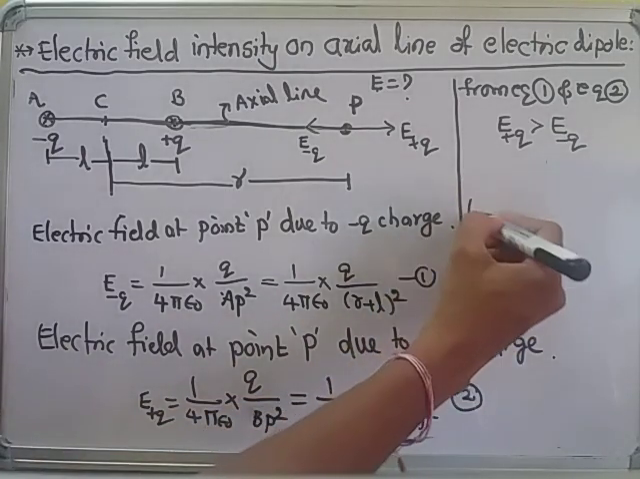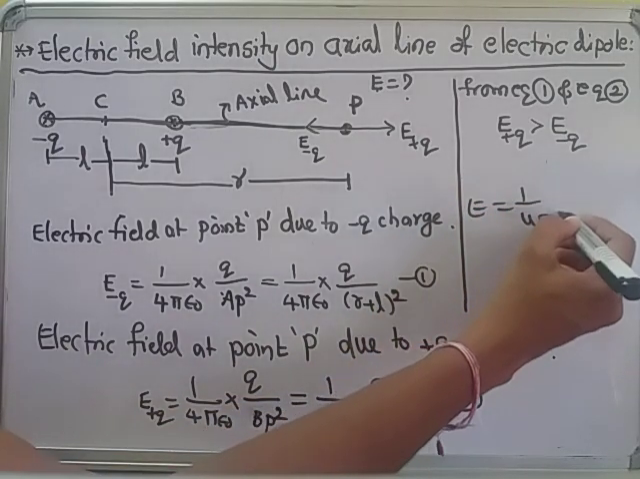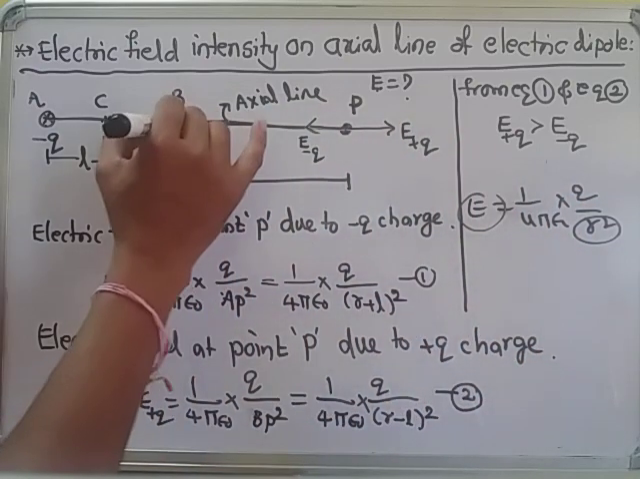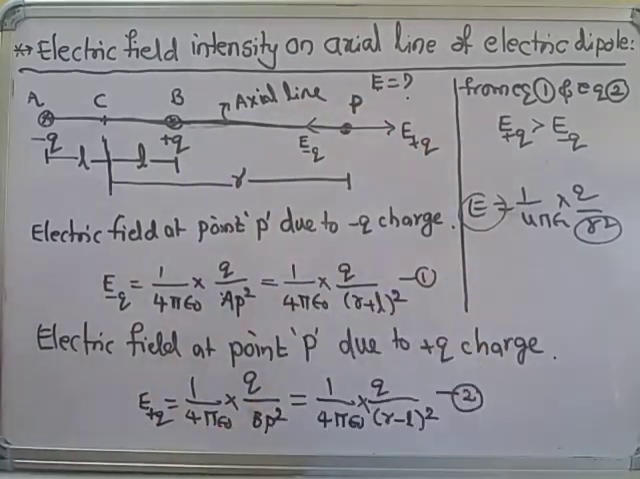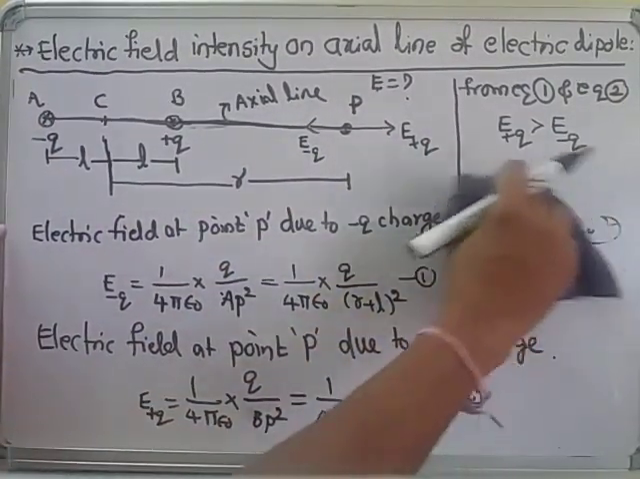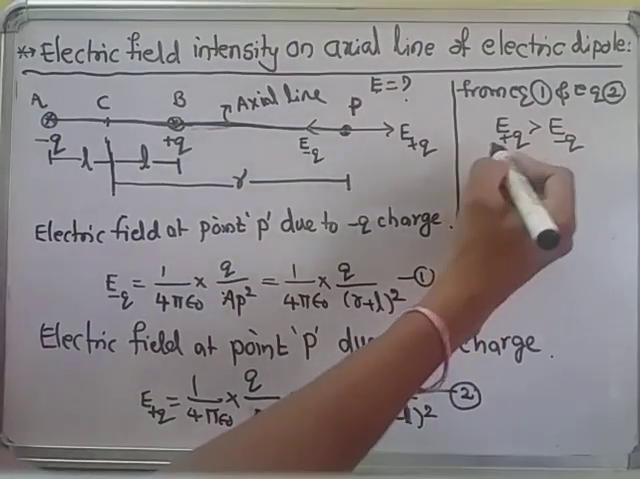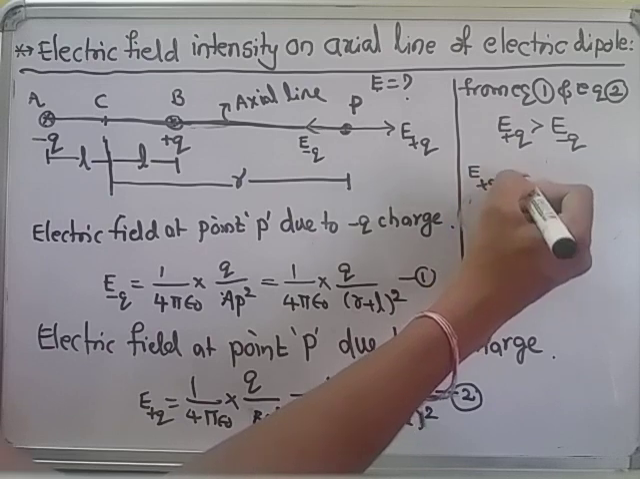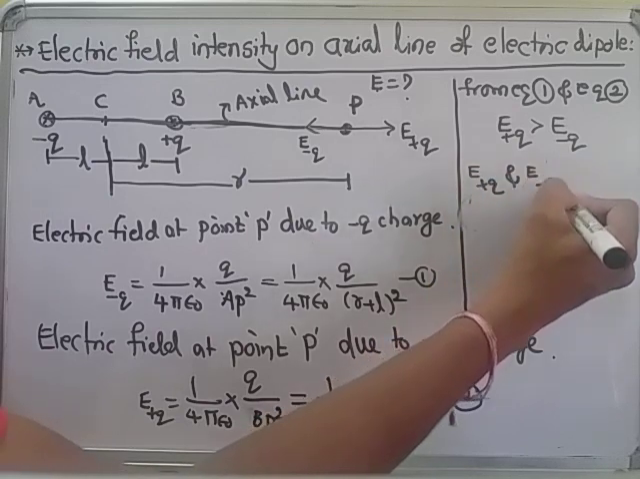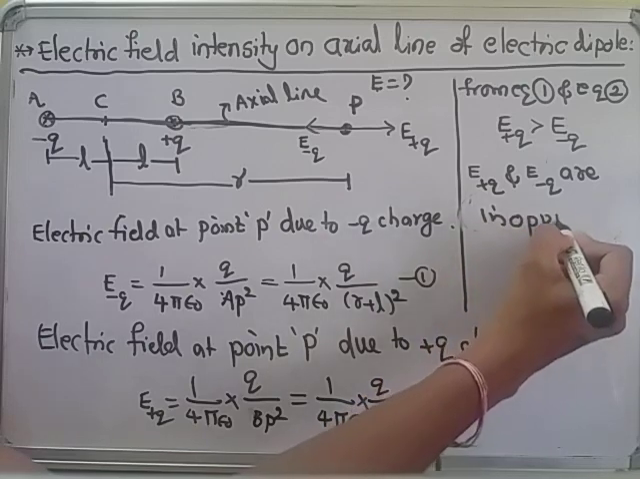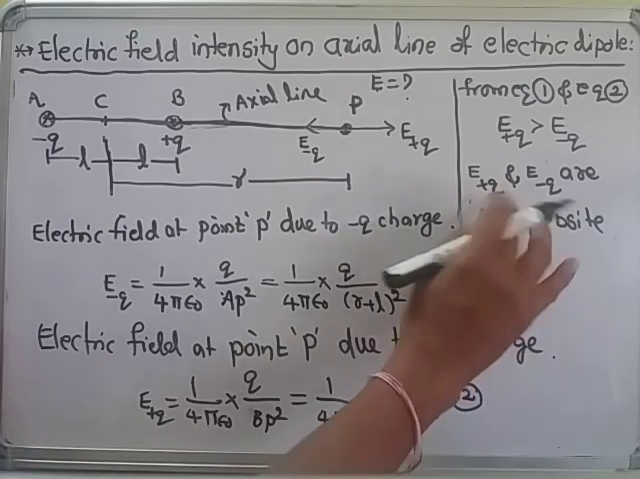Electric field due to a point charge formula, what? 1 by 4 pi epsilon naught q by R square. Meaning if distance is less, electric field is more. Plus q charge distance is less, that's why its electric field is more. And now E plus q is more than E minus q, and E plus q and E minus q are in opposite direction.